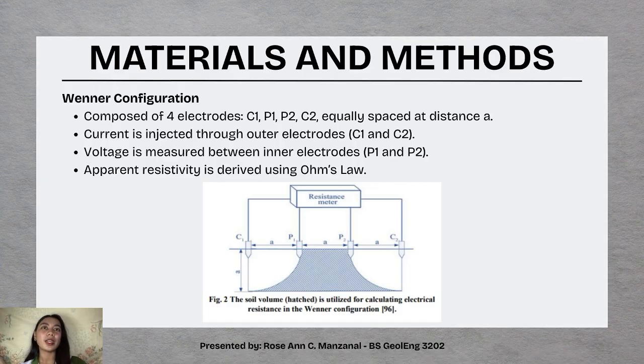In this method, electrical current is injected into the ground through the outer electrodes, C1 and C2. At the same time, we measure the voltage difference between the inner electrodes, P1 and P2. Using Ohm's law, we can calculate the apparent resistivity, which is a value that represents the average resistivity of the subsurface materials influencing that measurement.